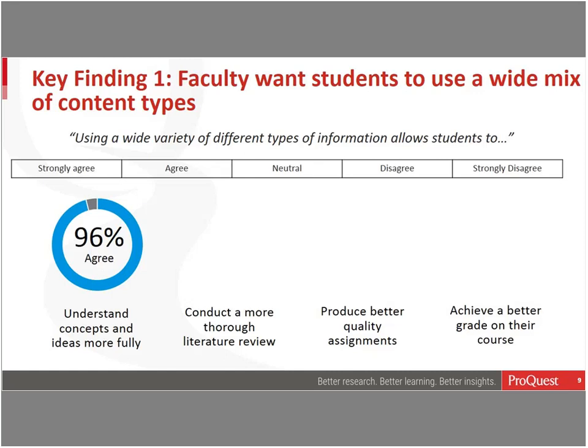So the next one we asked was around conducting a more thorough literature review. So this goes back to one of those common challenges that we talked about earlier on, about really the fear of missing something that they really should be mentioning in their literature review. They want to be confident that they're including all the relevant information as well as taking into account all the relevant viewpoints. And again, a really strong percentage agreed or strongly agreed with that statement.